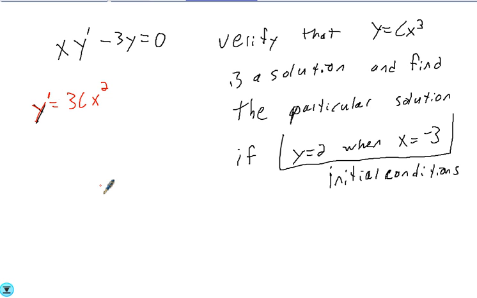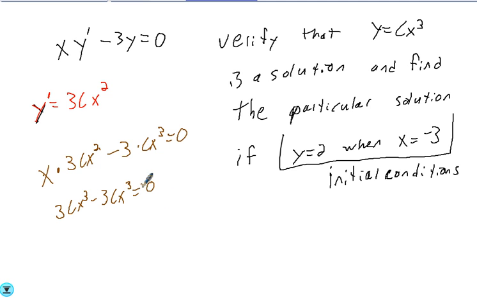So then we have x times y prime minus 3 times y equals 0. So here we've got an x and we've got an x squared, so we can turn that into an x to the third minus 3cx to the third equals 0. So we've just verified that that is a solution because we end up with 0 equals 0. So this is indeed a solution.